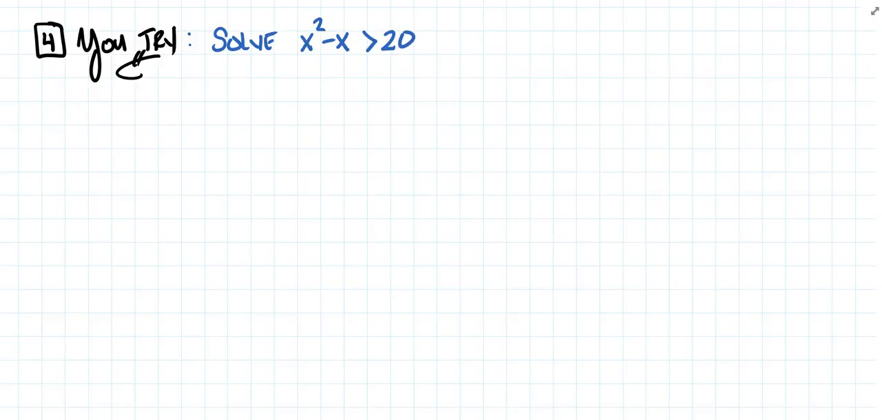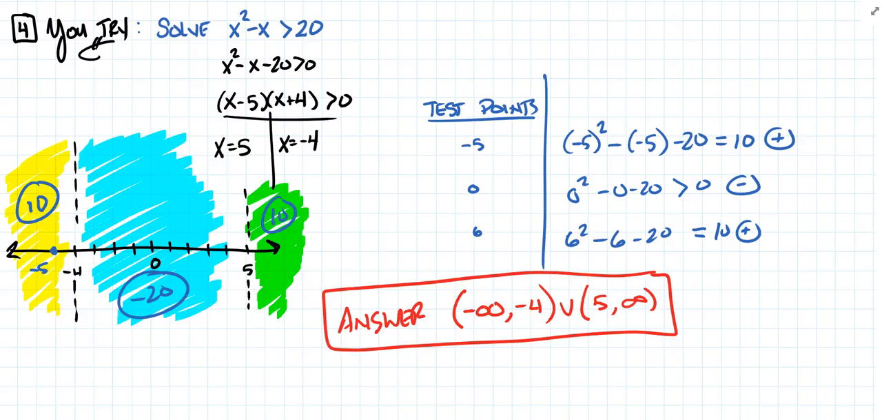Okay, here is your chance to shine. Go ahead and try and solve this polynomial inequality. Look back at box 3 for help. Hopefully you got the right answer of negative infinity to negative 4 union 5 to infinity. Here's how I did it.